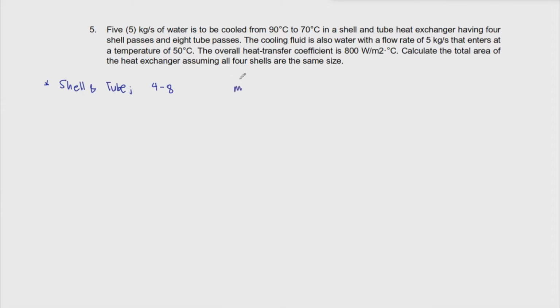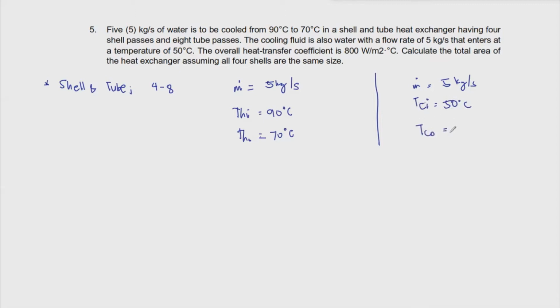So we have the inlet fluid. So we have there the 5 kilograms per second water, and then this is to be cooled from 90 degrees Celsius going on the outside, so that's 70 degrees Celsius. And then the heat exchanger having 4 shell passes. So the other fluid, which is the cold one, is also 5 kilograms per second, and it enters at a temperature of 50 degrees Celsius. So of course, the outside temperature is not given, so we still need to find this one.